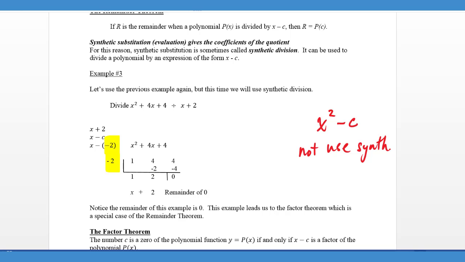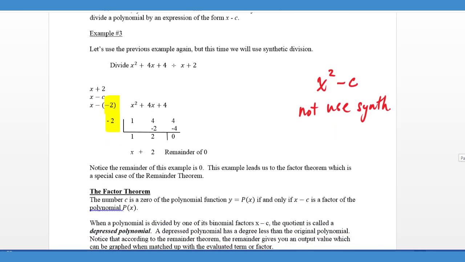And you can see that we have a final remainder of 0. So if we divide x squared plus 4x plus 4 by x plus 2, we're going to have x plus 2 with the remainder of 0, which tells us that x plus 2 is also a factor. That's going to lead us into the factor theorem.